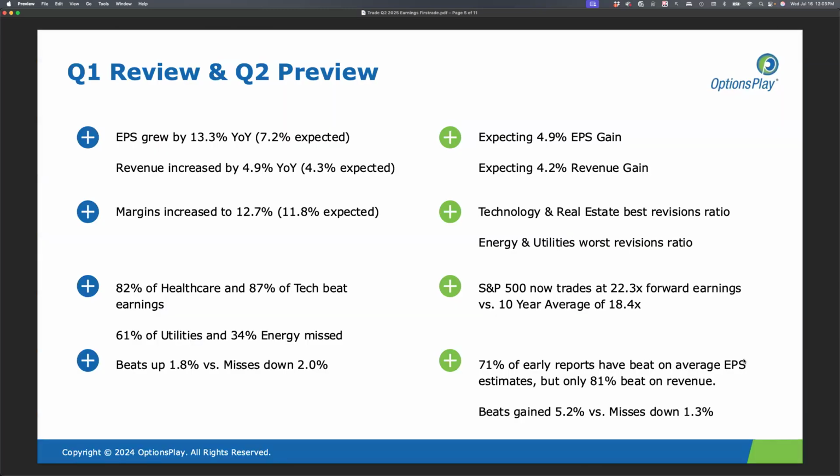So let's take a look at how Q1 shaped up for the quarter. If you look at how Q1 ended up, EPS grew by 13.3% year over year, when the market was only expecting about a 7% gain in terms of EPS growth for the S&P 500. So this is really where the market significantly outpaced expectations. And I think this is probably because the bar was set a little bit low for Q1.